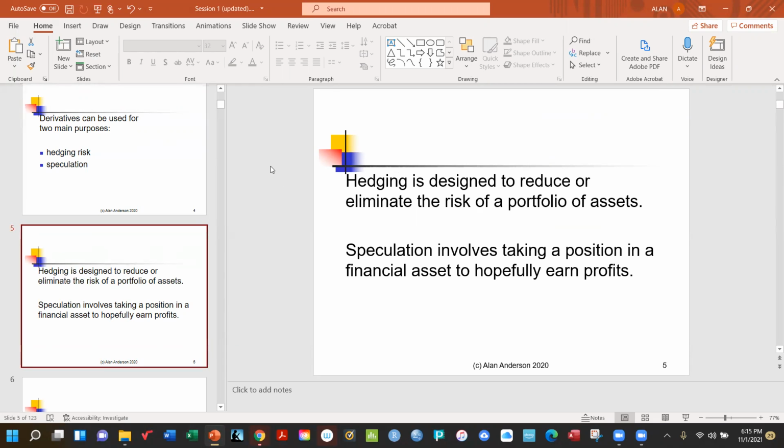Now, hedging itself is simply a technique for reducing or eliminating the risk of a portfolio of assets. There are a lot of ways you can hedge your risks. Just as a classic example of this, what about auto insurance? What is the purpose of auto insurance? Well, to make sure that if you have an accident, your losses are covered. And so what you're doing there is hedging the risk that you'll have an accident.